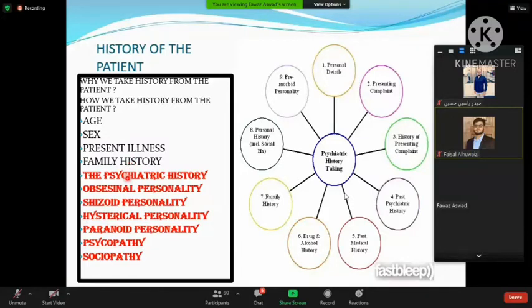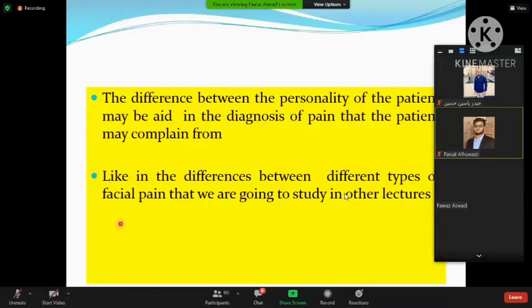We also talked about the types of personality that the dentist is going to deal with, and we emphasized these types of personality, whether obsessive, schizoid, hysterical, paranoid, and so on. And we also emphasized that the type of personality of the patient may help in the diagnosis, especially in patients who have facial pain or a TMJ disorder.